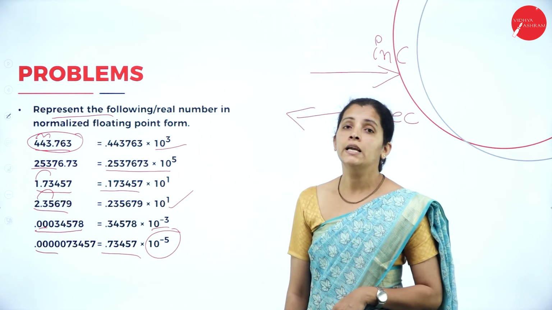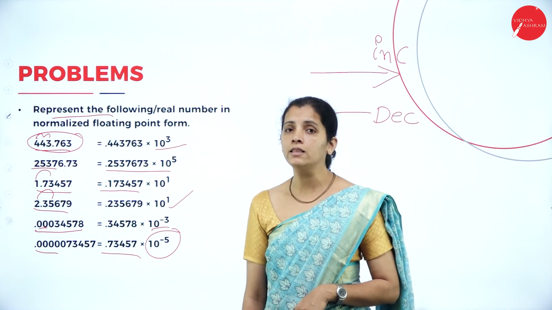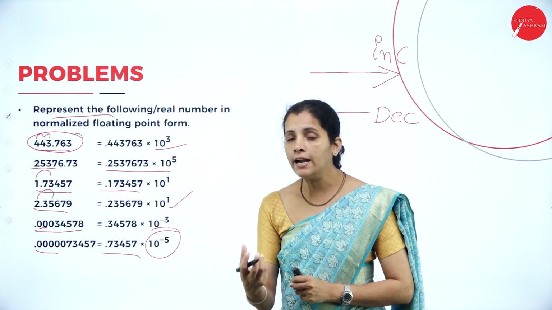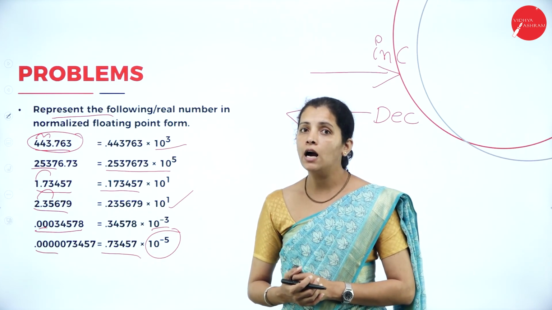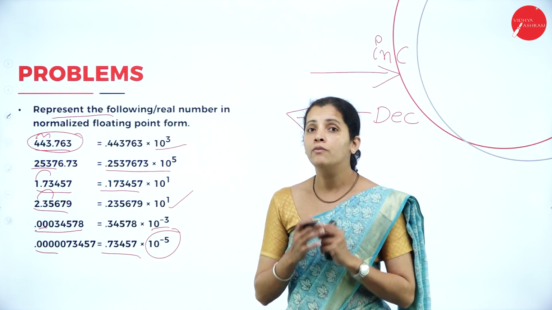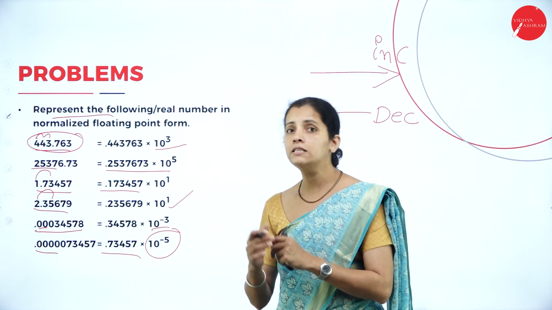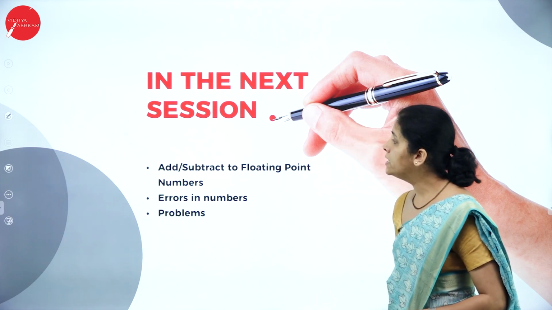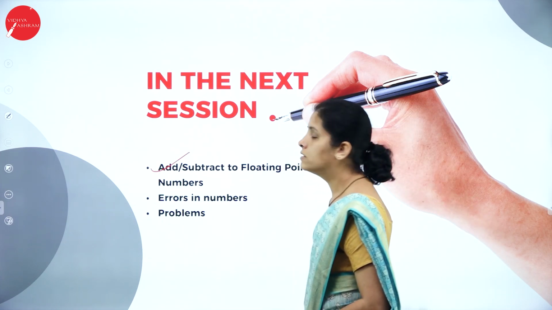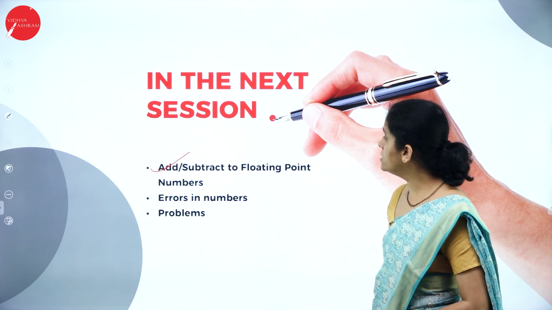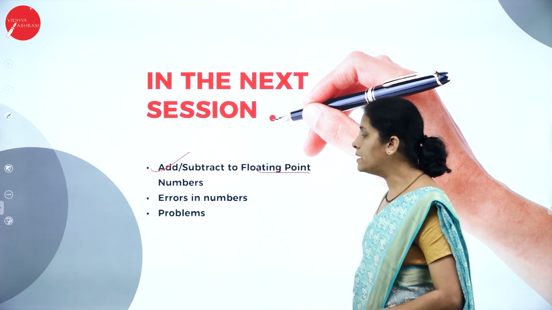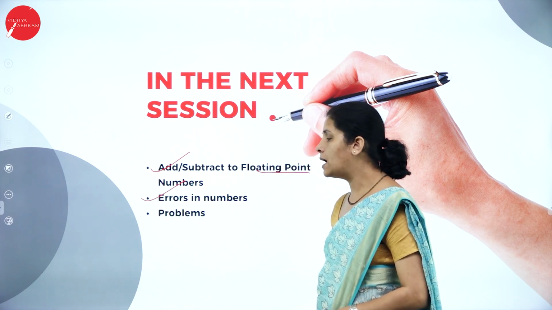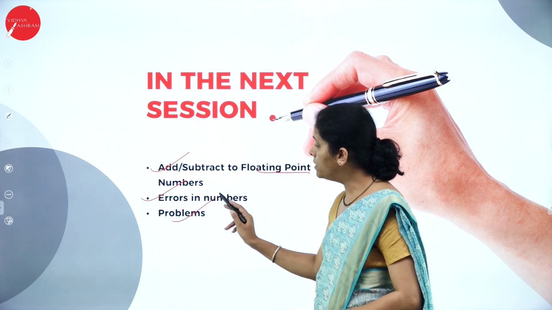Anyway, dear student, in my today's session, I started with what is floating point number and what are the different kinds of floating point number. Along with that, how to convert floating point number to normalized floating point number. And in my next session, I'm going to deal with addition and subtraction of floating point numbers. Along with that, I'm going to deal with errors in numbers as well as problems.